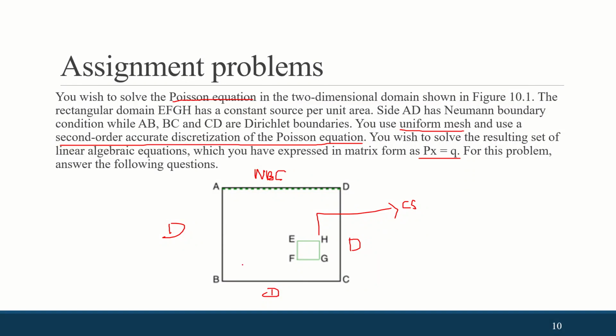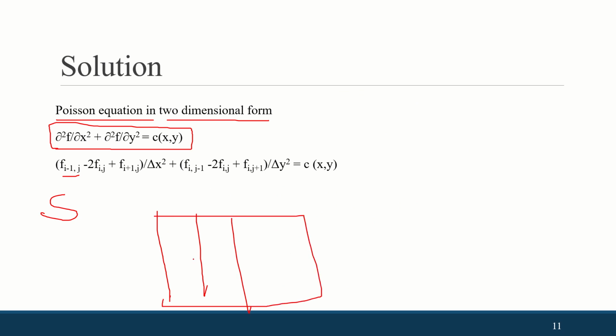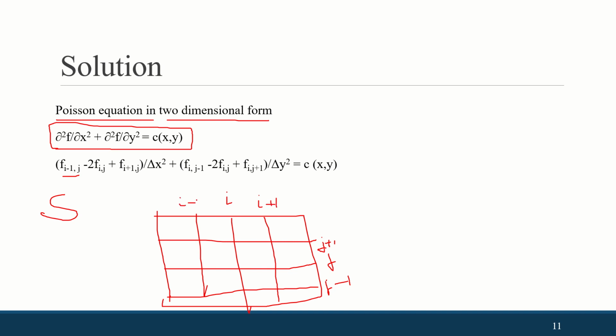Second order accurate discretization of the Poisson equation. So we are using central difference scheme. It is f(i-1, j) minus 2 f(i, j), and we are having j plus 1 and one more. So if it is j, this one will be j plus 1. Sorry, this is j and this is j minus 1. And similarly, this is i plus 1 and this is i minus 1.